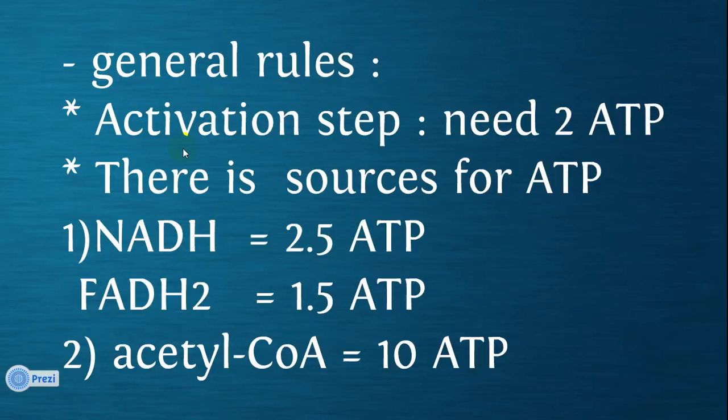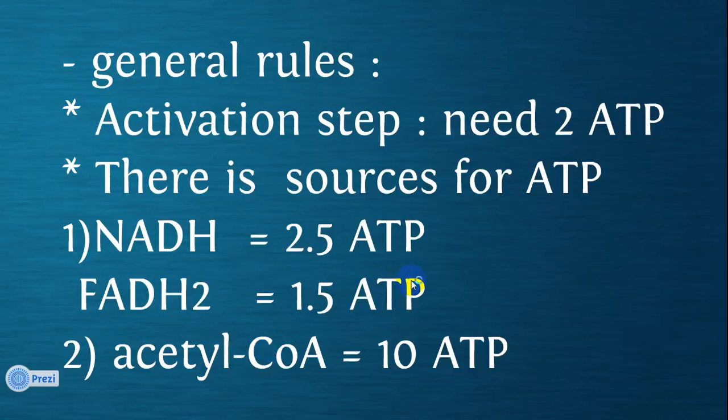The first general rule: you remember the activation step before entering the beta oxidation cycle. This step needs 2 ATP. There are 2 sources for ATP. Remember, from the beta oxidation cycle, in each cycle we will have one NADH and one FADH2. Each NADH will give us 2.5 ATP and each FADH2 will give us 1.5 ATP. Also, in each cycle of the beta oxidation, we will have one acetyl-CoA. This acetyl-CoA will go to the citric acid cycle. Each acetyl-CoA will form 10 ATP.